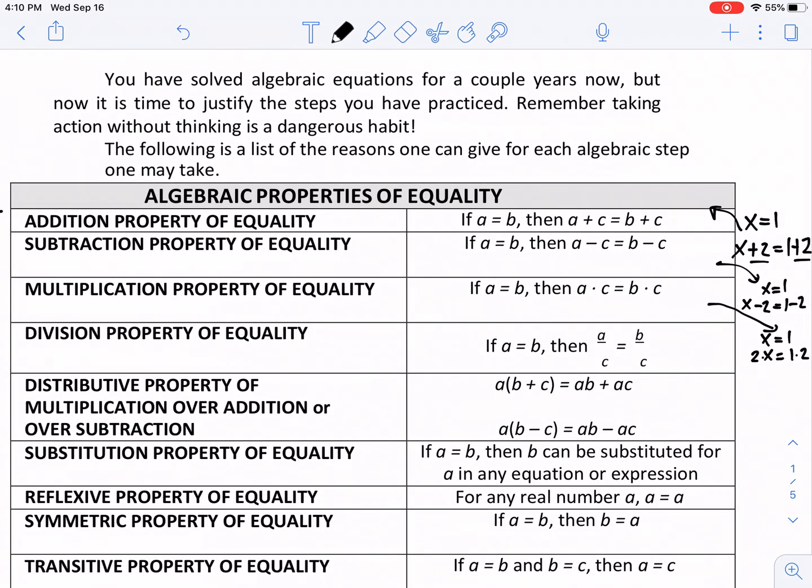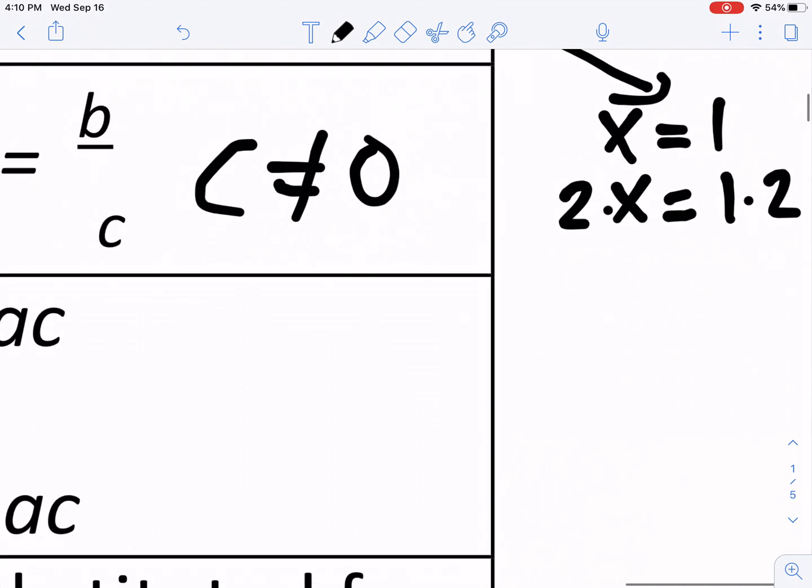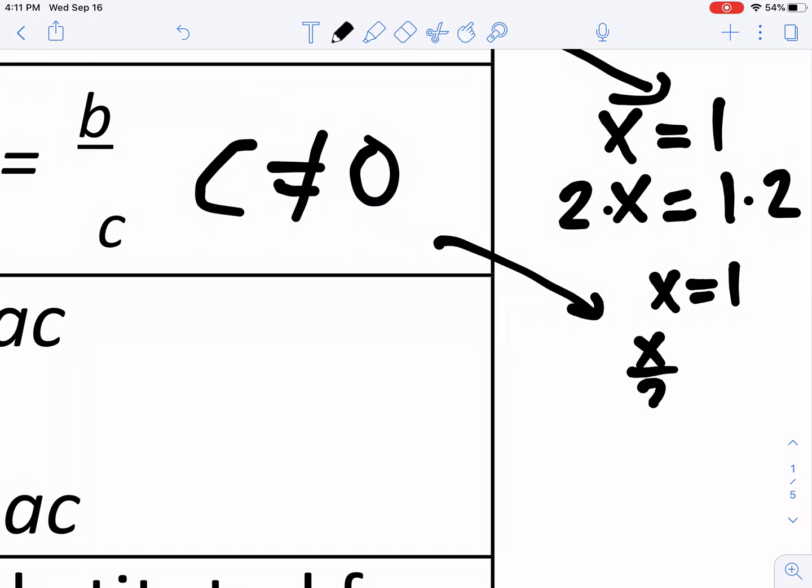Then the division property of equality says if A equals B, then A divided by C equals B divided by C. And even though they didn't write it in there, just understand we can't divide by 0, so C cannot be 0, okay? So I can divide the same thing on both sides. We can still use the same example, starting off with x equals 1. As long as I divide by the same thing, in this case, let's divide by 2, it maintains equality. Those are the main ones we want to focus on.